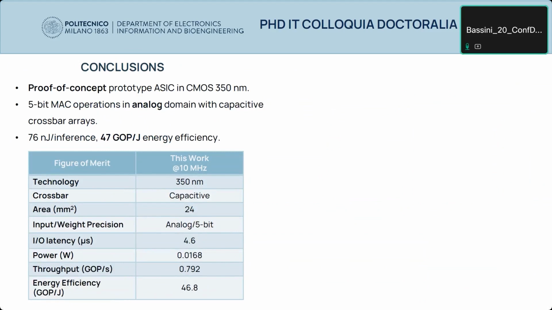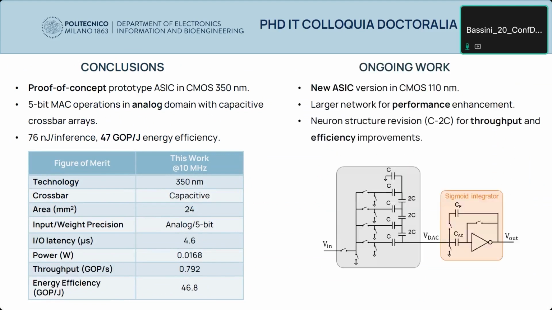So to conclude, this was a first proof of concept prototype that performs MAC operations in the analog domain and can reach an energy efficiency of 47 gigaoperations per joule. And a new version is now under development in a more scaled technology, which also implements a larger network in order to improve the performance. And a revision of the neural structure is also being developed in order to improve throughput and neural network efficiency.